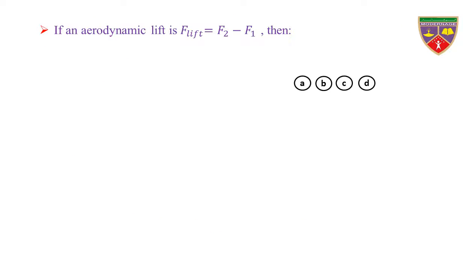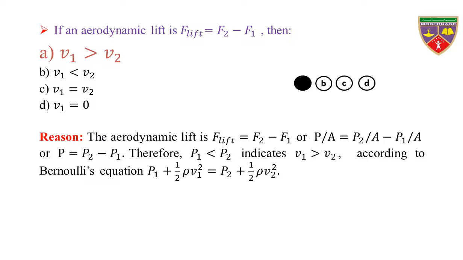If an aerodynamic lift is F lift equal to F2 minus F1, then option A, V1 is greater than V2. Option B, V1 is less than V2. Option C, V1 is equal to V2. Option D, V1 is equal to 0. The key is V1 is greater than V2. Therefore, the correct option is A.